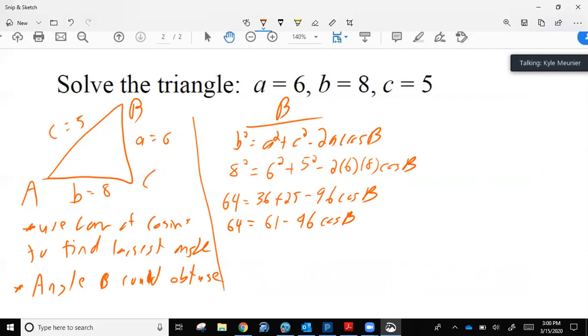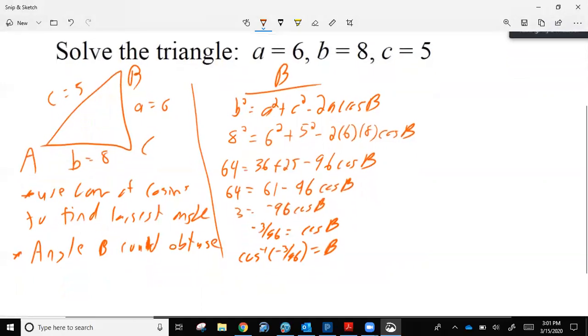Do not subtract the 61 and the 96. Subtract the 61 over. 3 is negative 96 cosine of B. Divide the negative 96 over. So negative 3 over 96 is cosine of B. Take the inverse of that. So the inverse cosine of negative 3 over 96 should equal B. Now you can reduce that. You could get negative 1/32. That's not a big deal.